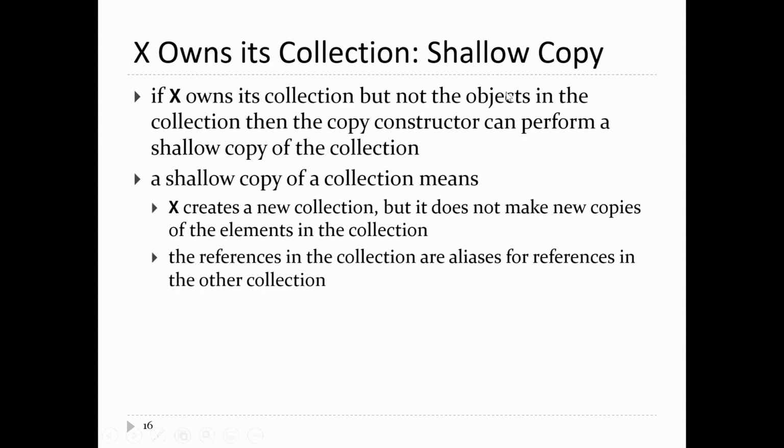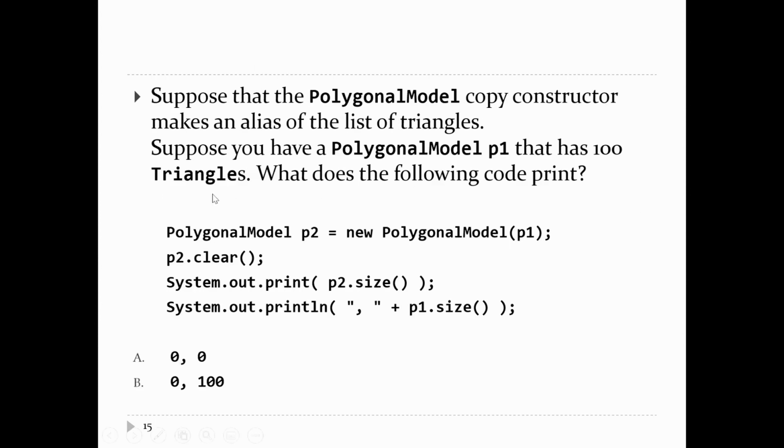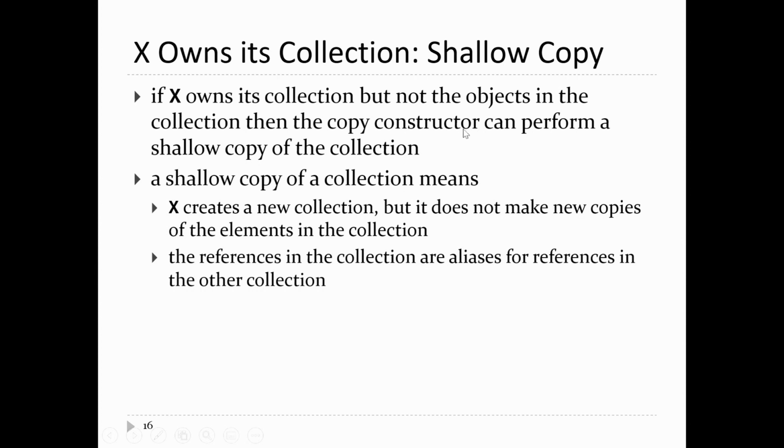Okay, now what happens if X owns its collection? Suppose you don't want this to happen. Suppose when you clear the model, you don't want all the triangles to disappear in both models. You only want it to disappear in B2. So in that case, you might decide that maybe the object really ought to own its collection, but it doesn't own the stuff inside of the collection. So if that's the case, you have to make a copy of the collection, but you don't copy the stuff inside the collection.